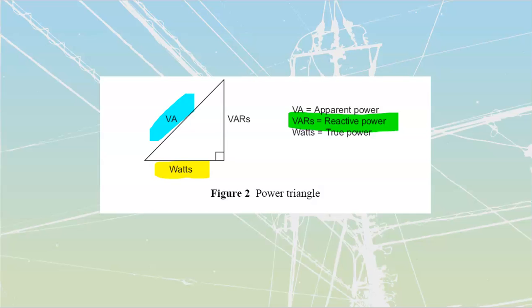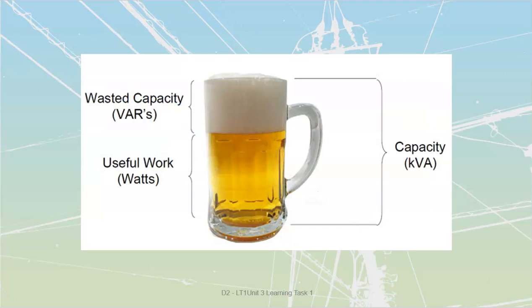The easy way to describe them is to use the beer mug analogy. Simply imagine a big mug of beer, and the total capacity, the size of your system, is the kVA size of your system. The amount of wasted capacity is anything taken up by VARs. They're the foam, the part that we don't want to have.